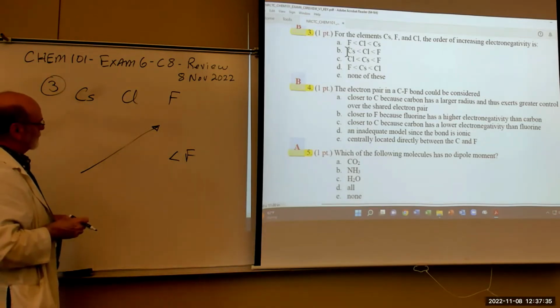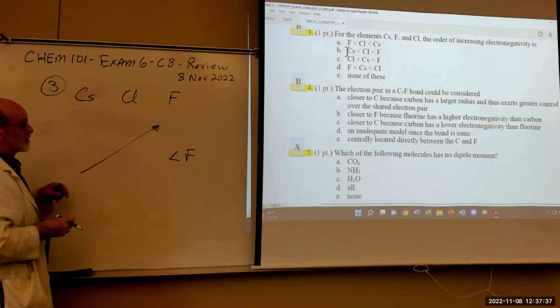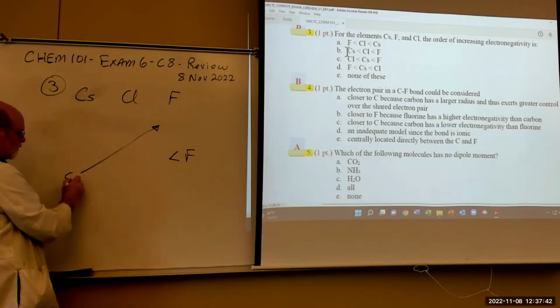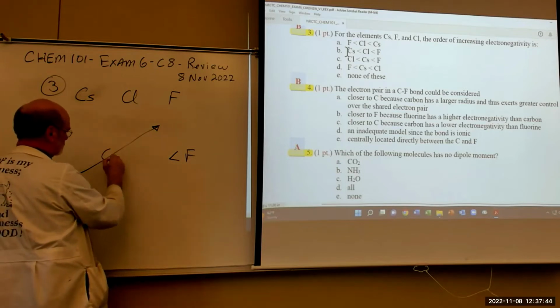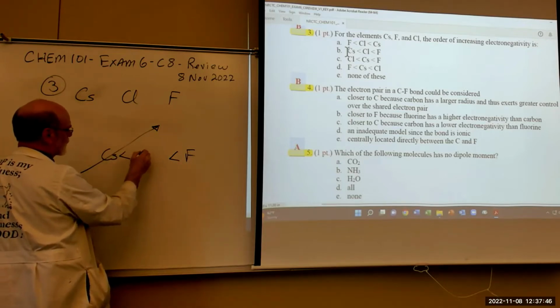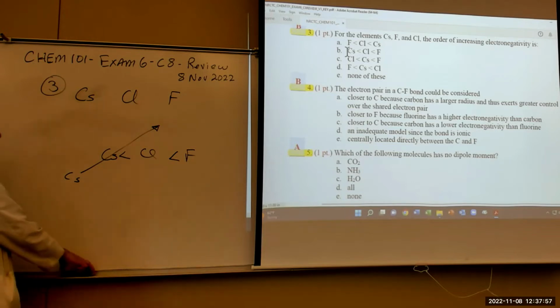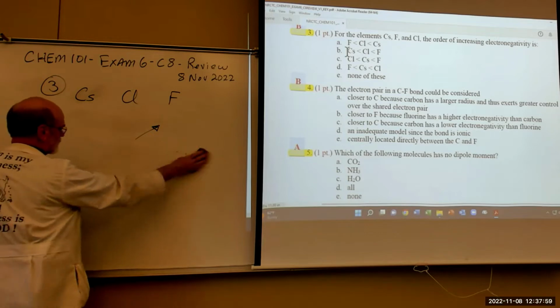Well, if you got a triplet, I like to bracket. So that's the most, what's the least? Cesium's way down here. So that means chlorine has to be in the middle. And if you look at the periodic table, that fits. Chlorine is below fluorine. That was a pretty easy one, actually.